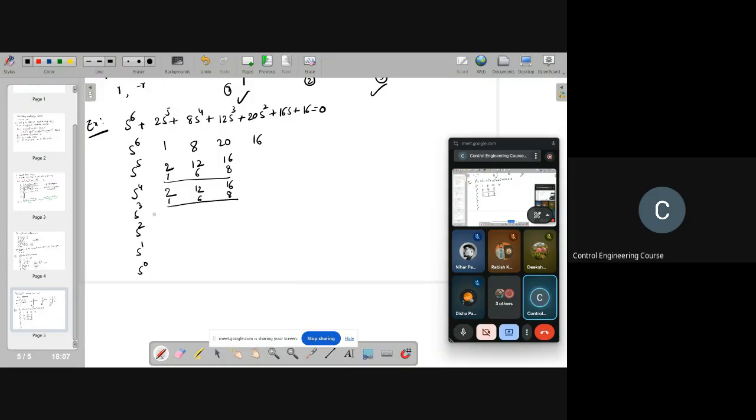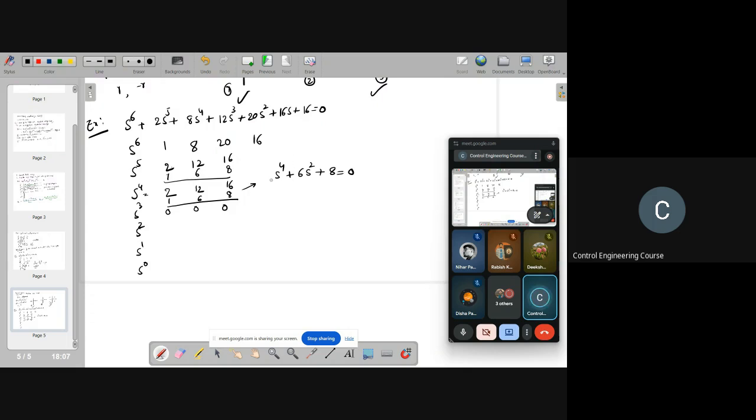Then if you compute, everything will be 0. So in this case, you need to form an auxiliary equation from the row above it. That means from the s power 4 row, s power 4 plus 6s square plus 8 equals 0.